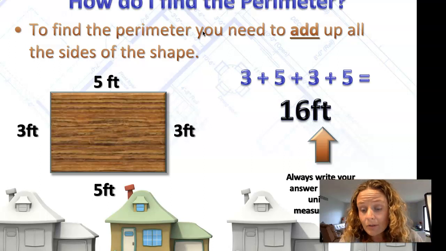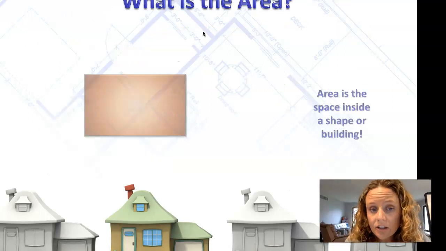Because if I'm telling you that I need some new carpet and I just say 16, well, I don't know if you're talking about 16 feet or 16 yards. So when we're talking about measurement and area and perimeter, that label is essential.